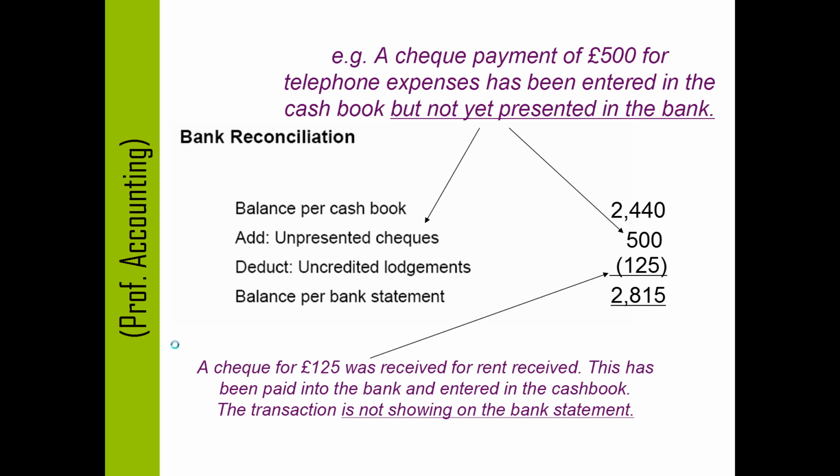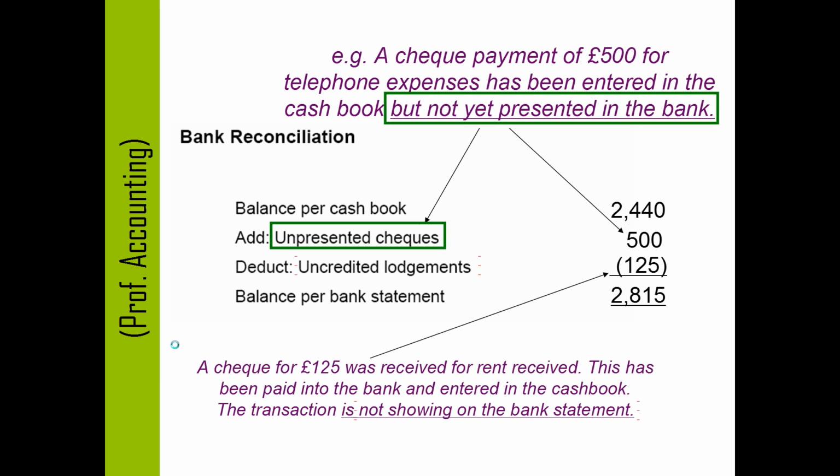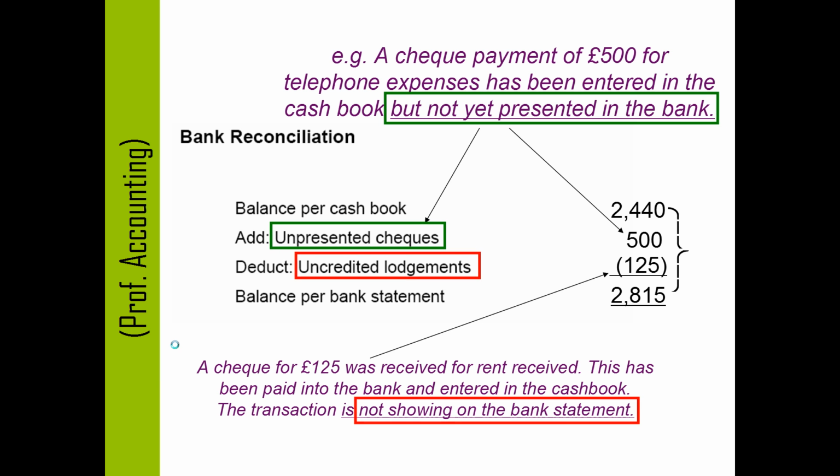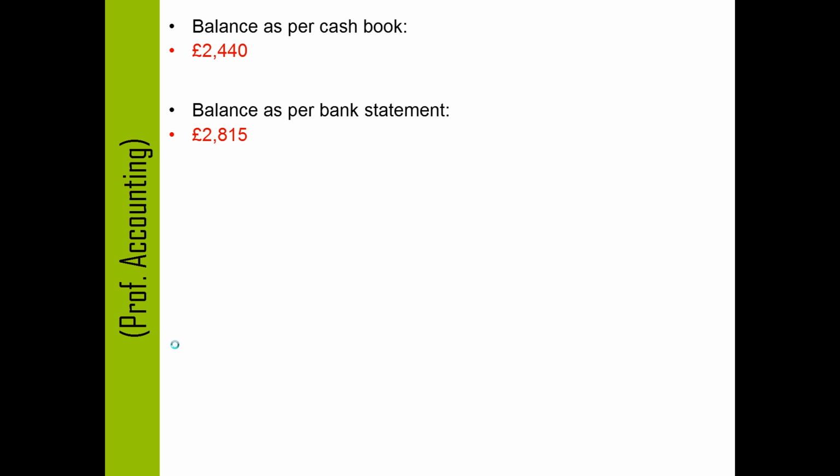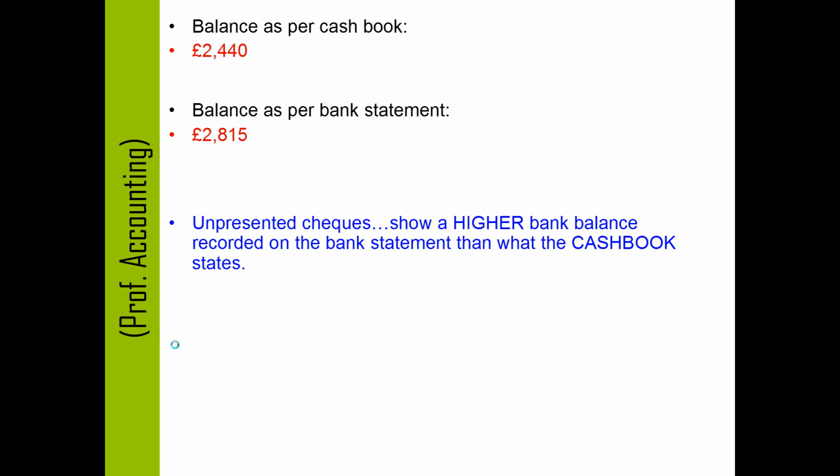So let's look at that in a slightly different way, on the next slide. Last slide. It's coming up now. Okay, so there are the values again. The balance as per the cash book is lower than the balance as per the bank statement. So we want to account for the difference of £375. Let's start off with the unpresented cheques. So the rule for unpresented cheques, as we've just mentioned in the previous slides, is that they show a higher bank balance recorded on the bank statement than what the cash book states. Now, that is true. That will always be the case.